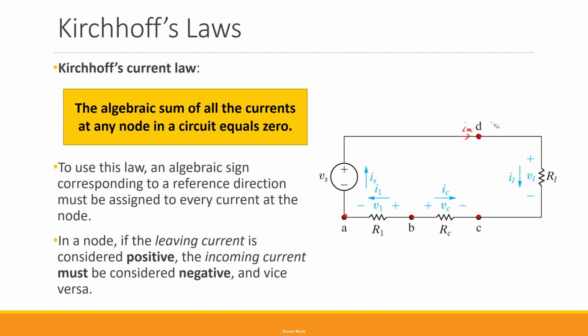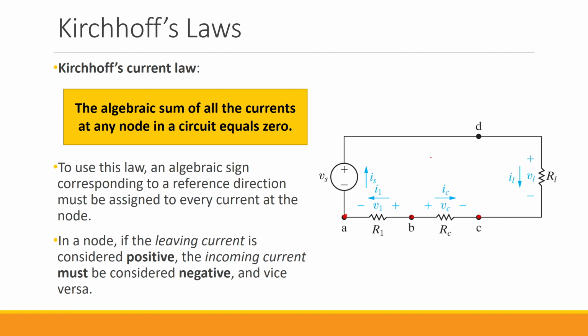So to come up with this equation, we need to come up with some reference directions. Basically, we should assign some positive or negative signs depending on the direction of the current. To use this law, we use an algebraic sign corresponding to a reference direction that we assign to every current at any node.